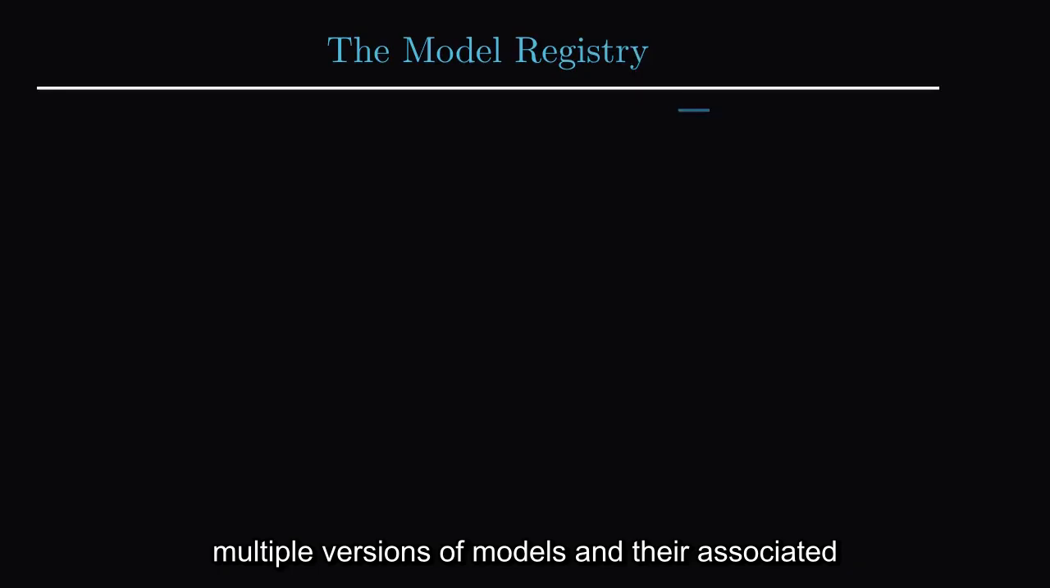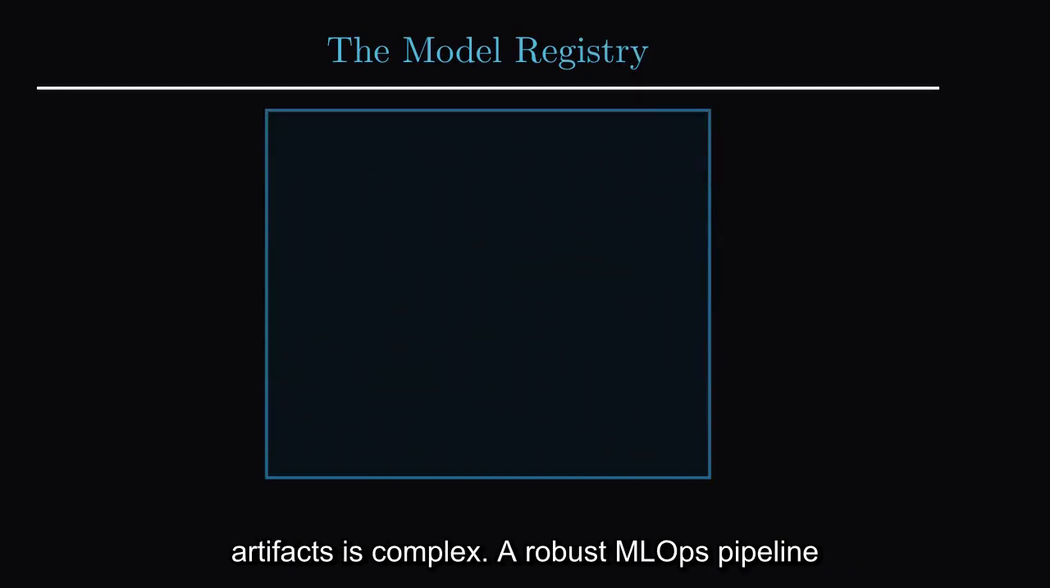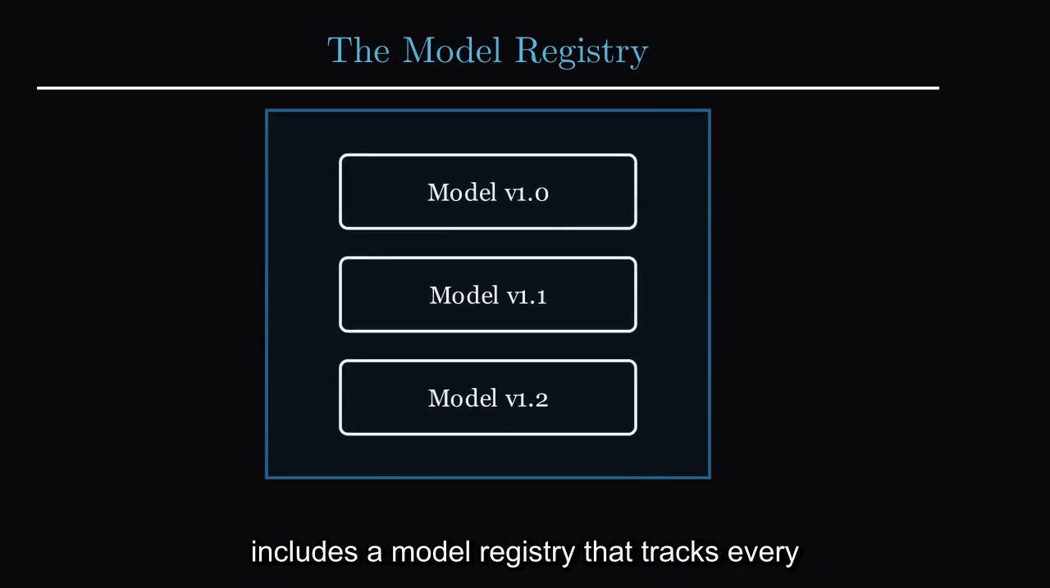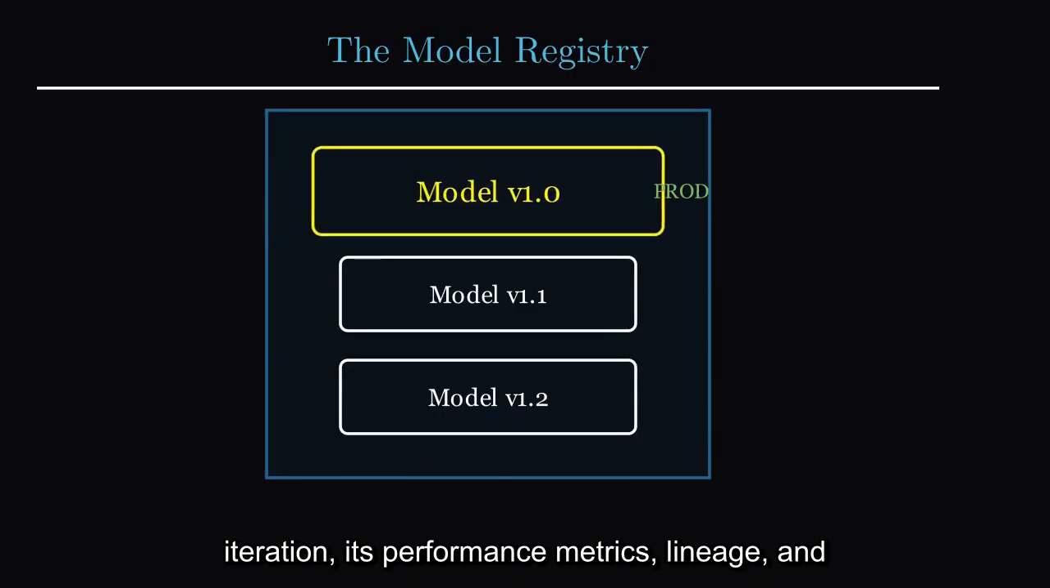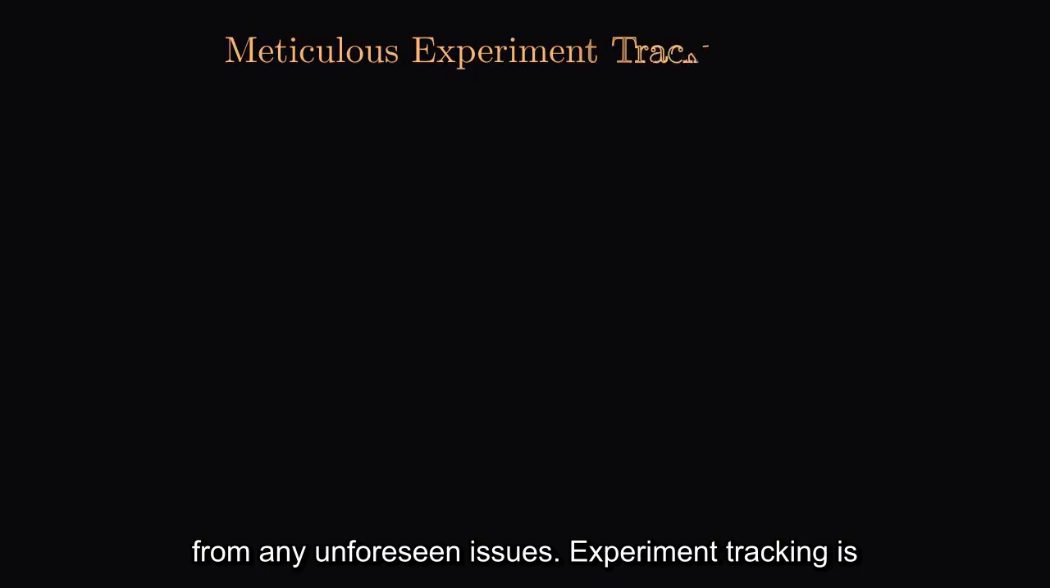Managing multiple versions of models and their associated artifacts is complex. A robust MLOps pipeline includes a model registry that tracks every iteration, its performance metrics, lineage, and deployment status. This allows for seamless rollbacks and rollforwards, ensuring quick recovery from any unforeseen issues.